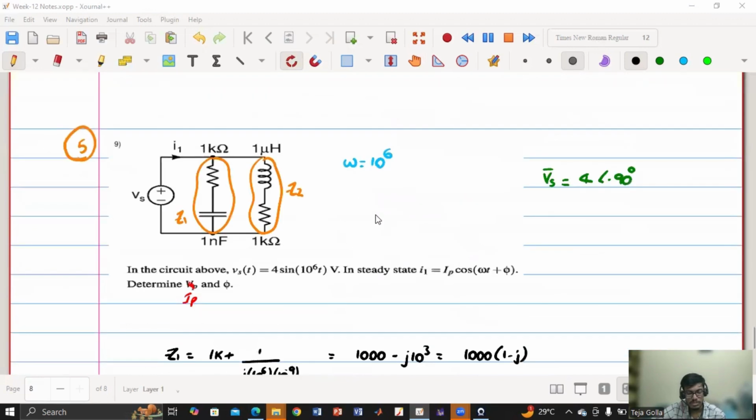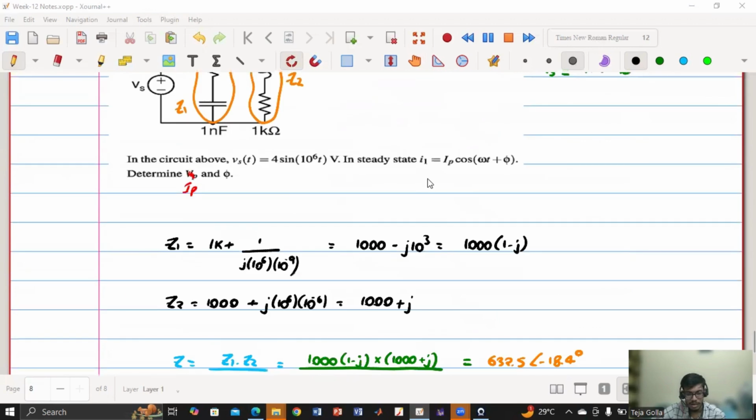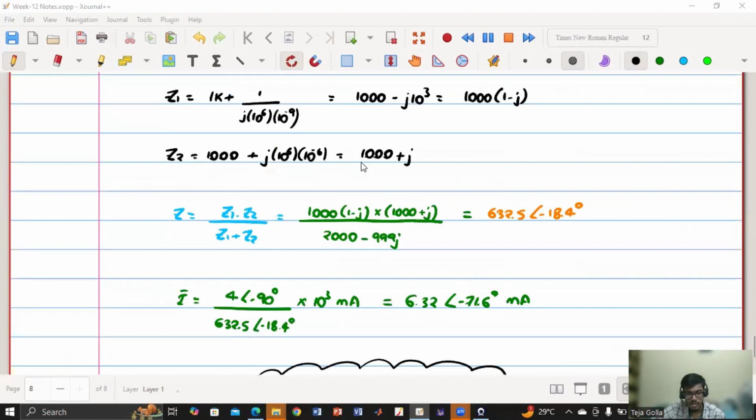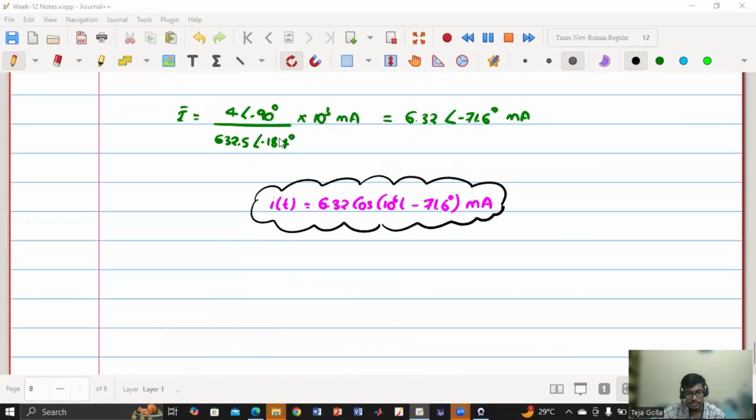Then in the last problem, we have seen there are two impedances. We have calculated the net impedance, and then voltage by net impedance is the current. Current phasor we have obtained. Using the current phasor, we have got the time domain expression.